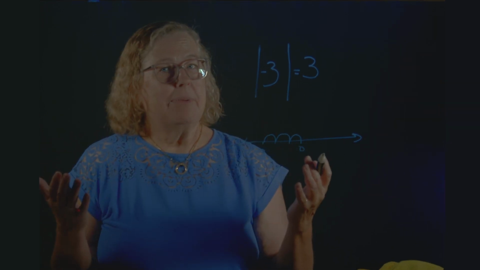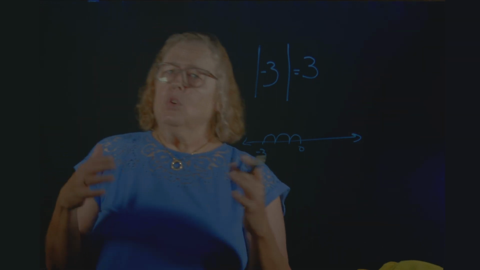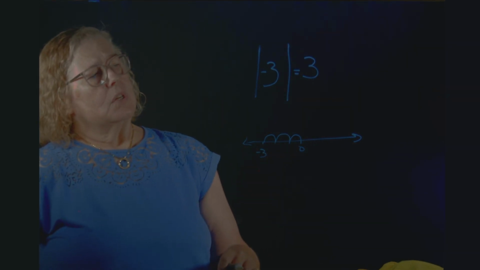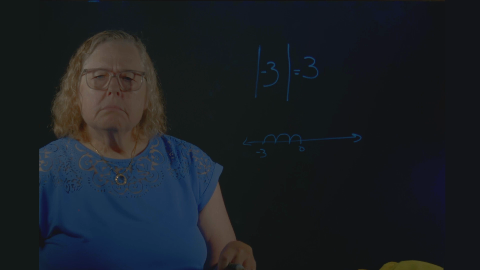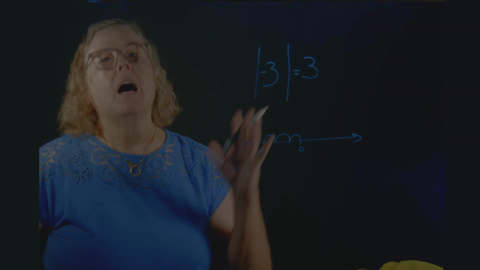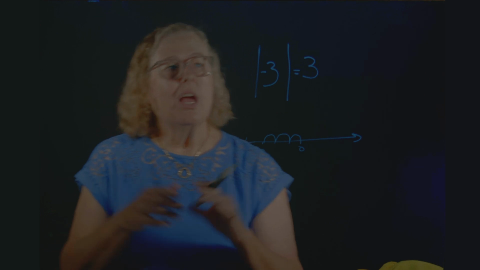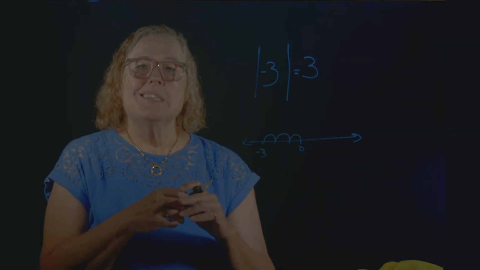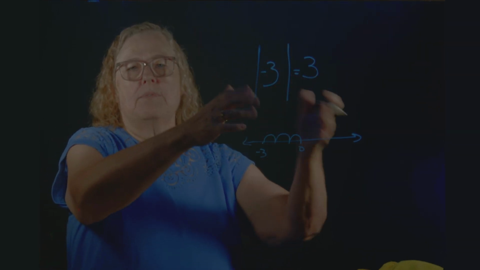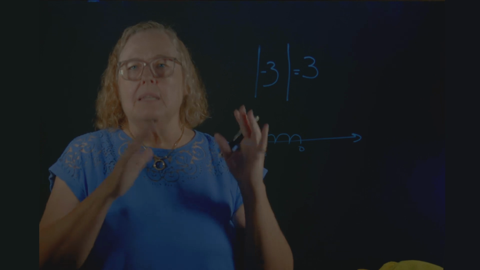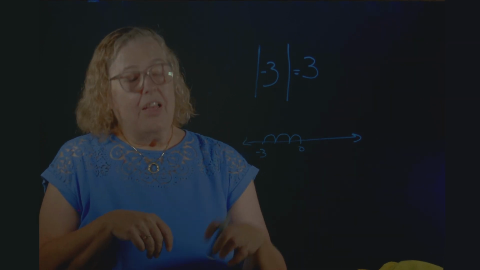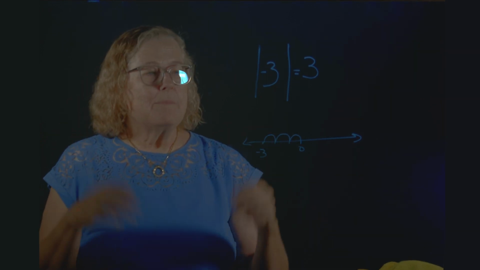A distance cannot be negative. How far away do you live from school? I live -6 miles away. That doesn't make sense. I live 6 miles away. Doesn't matter what direction. We're not getting into vectors here. We are just talking about distance. The distance is 6 miles. It's the absolute value. It's a distance. It's positive.